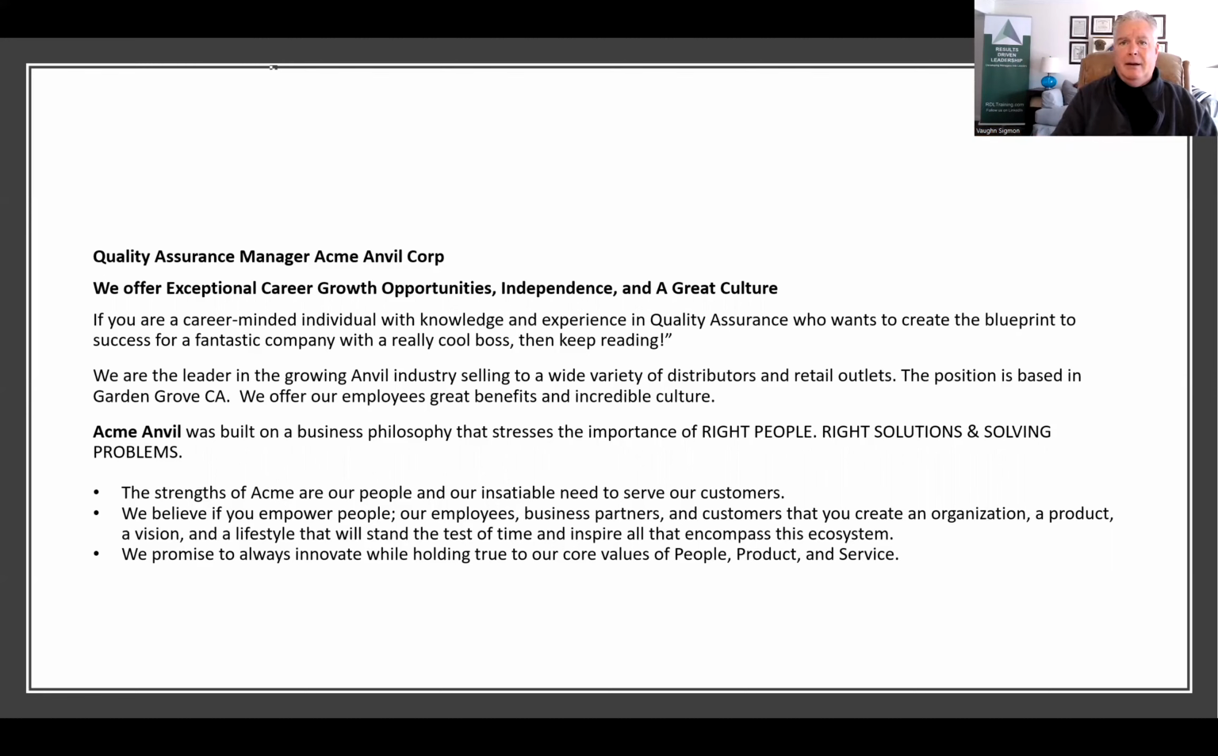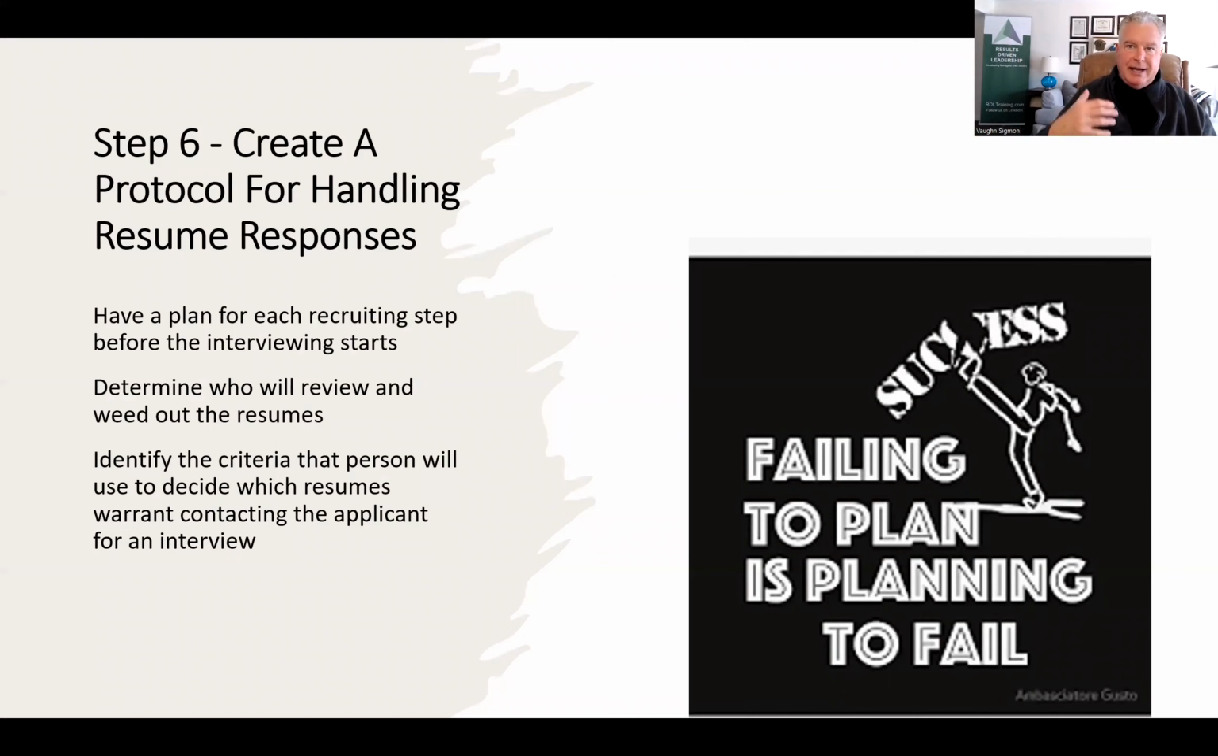Number 6. There's rarely a protocol or process for how to handle resumes as they come in. How are we going to prioritize these? What's our plan for when resumes start coming in? Who are they coming into? Are we going to print them? Who's going to assess them? How soon are we going to get back to them? What's our window of time for response?